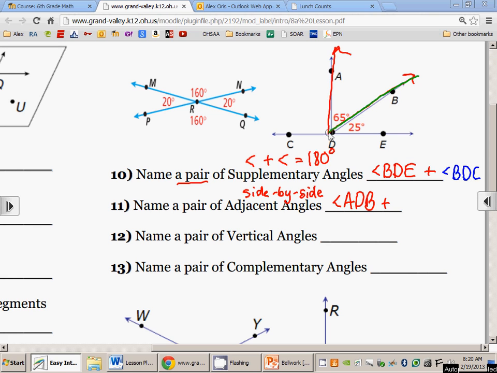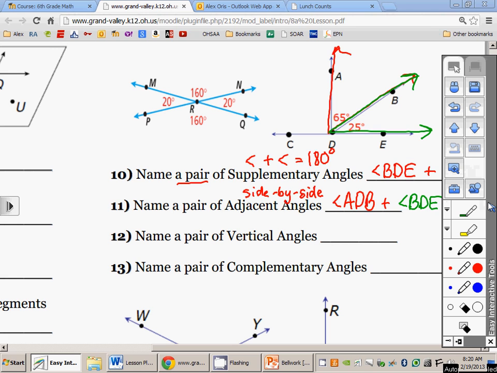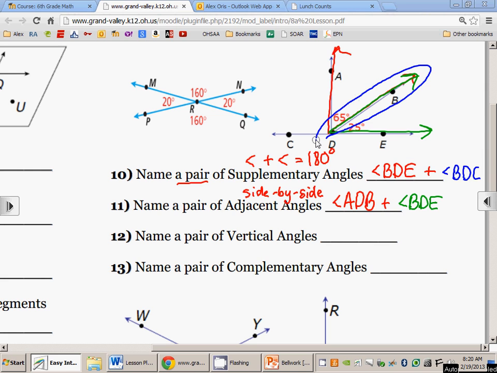Are these two side by side? Do they share a common ray? Let's see. Is this right here sharing a side? Yes. Yeah, that means they're adjacent. They're side by side. I can pick out a lot of them. Check out this one. MRP and PRQ. Now we just talked a second ago about how those are called supplementary because they add up to 180 degrees.